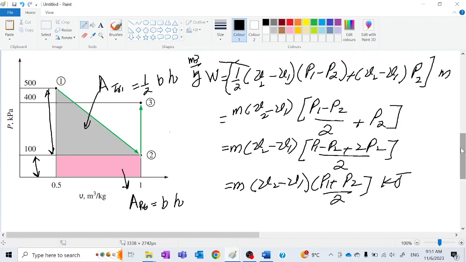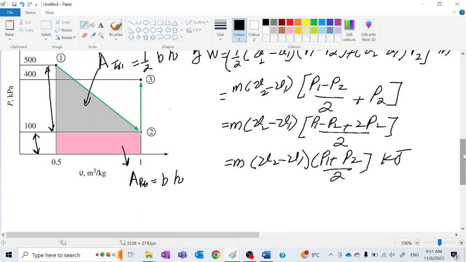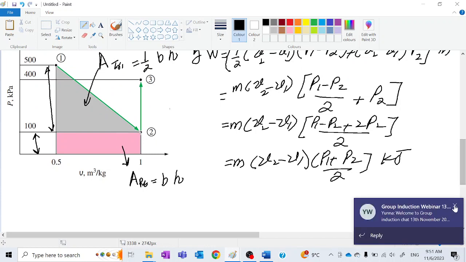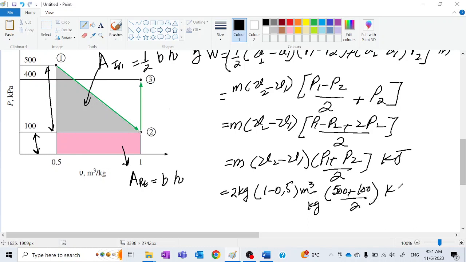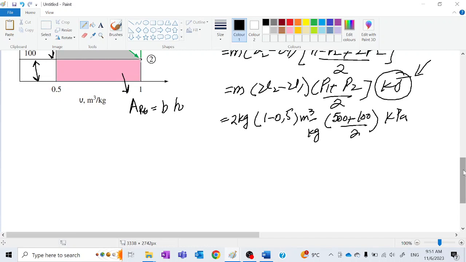So now let's place our values here and solve. We know the values are given here. Mass is given as 2 kilogram. This is 1 minus 0.5 cubic meter per kilogram. And pressure P1 is 500, P2 is 100, divided by 2, in kilopascal. So when we solve it, we can find our answer, and it will be 300 kilojoule for total work done.